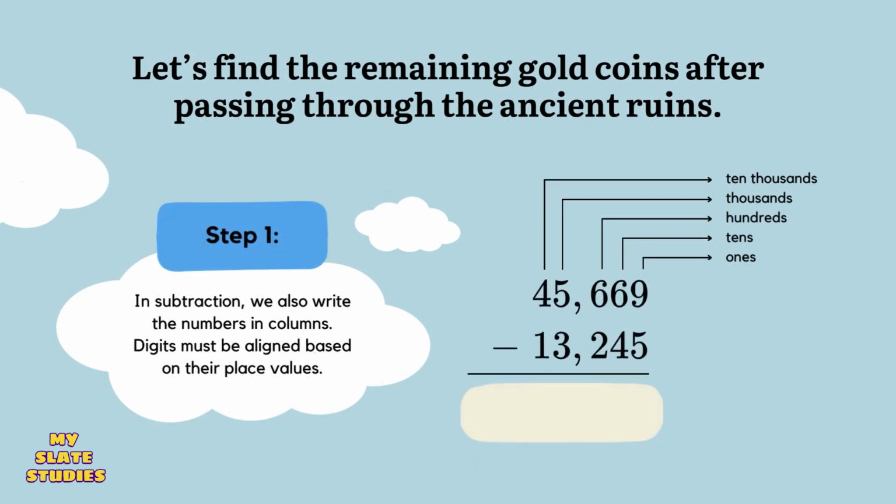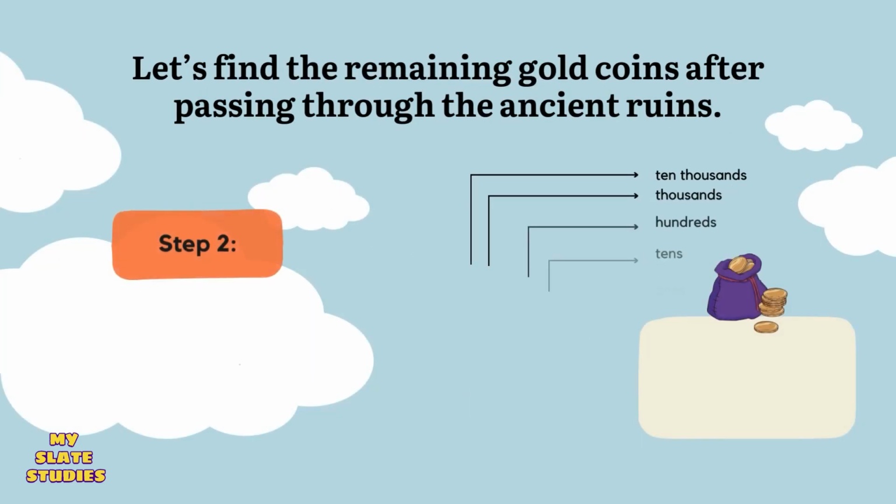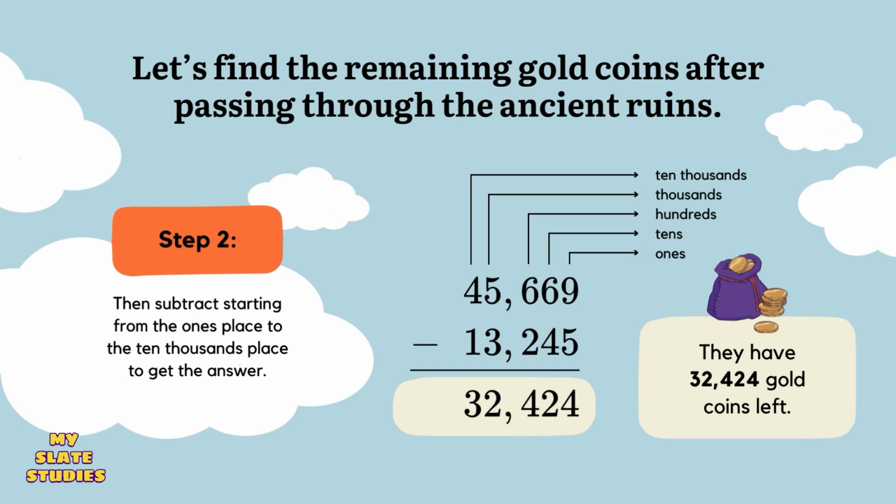Example. Column addition and subtraction are fundamental arithmetic operations, and are often used in various mathematical problems and everyday calculations. They provide a structured way to add or subtract numbers efficiently, especially when dealing with larger numbers or multiple digit numbers.